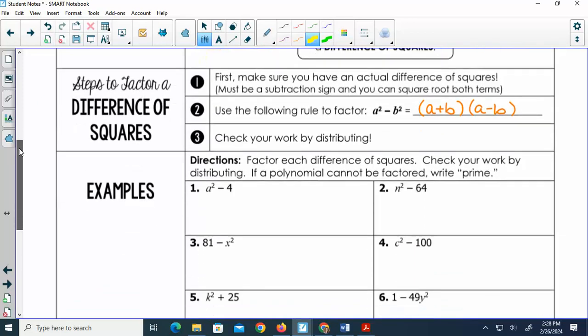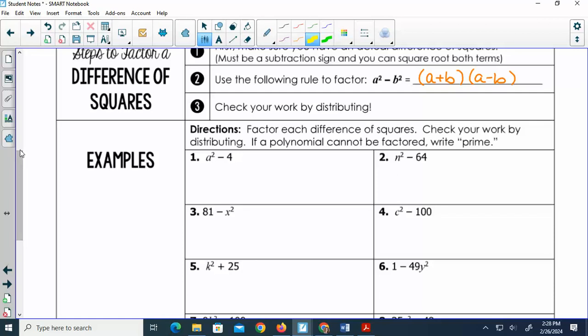And just like our factoring Friday, we can always check these by multiplying it out. So we want to factor each of these. And remember, if something can't be factored, what do we call it? Prime. So if it's not something we can factor, we can write prime.